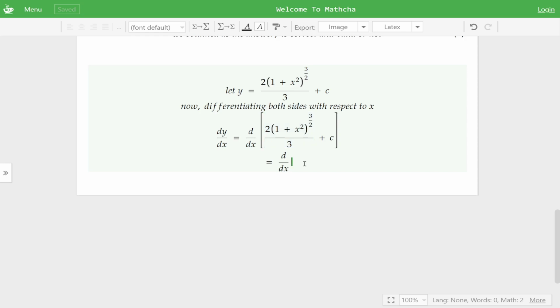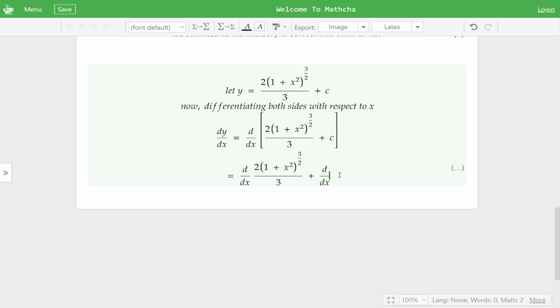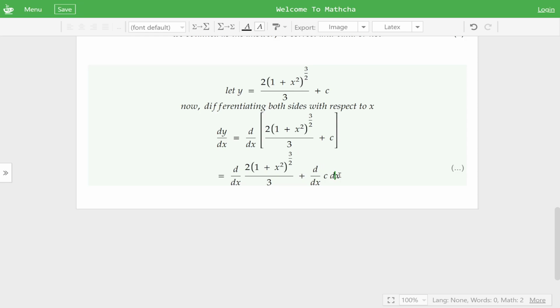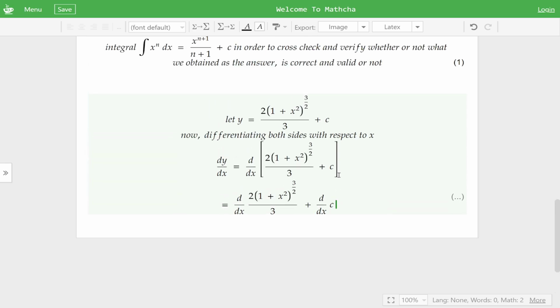From the next questions I'll not be writing these things, alright? Plus d over dx of c. Right now this is a simple thing, and then we say dx, and again here dx. Oh sorry, we're differentiating right now, right? So I thought we were integrating.